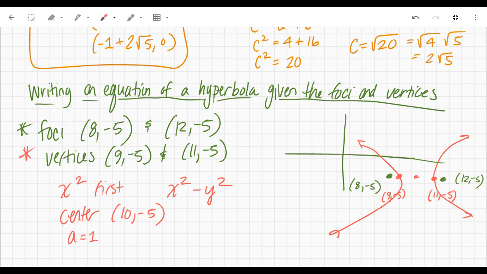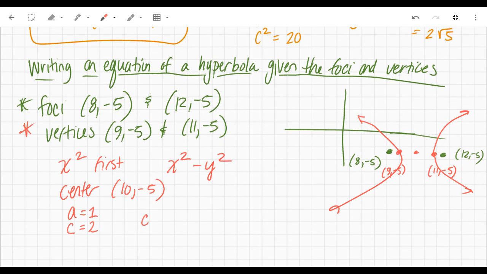A would be 1, right? Because from the center, we go left 1 and right 1 to get to our vertices. C would be 2, because from the center, we go left 2 and right 2. Okay. And then remember, c squared equals a squared plus b squared. So 4 equals 1 plus b squared. So b squared would equal 3. And we don't really need to figure out that b is the square root of 3 because our equation uses just b squared.